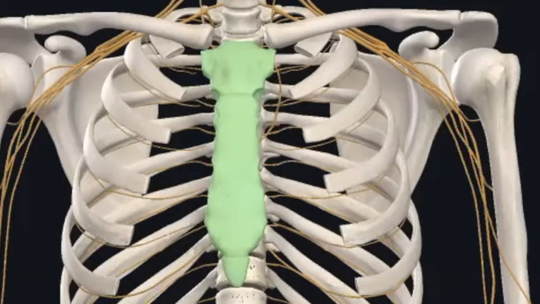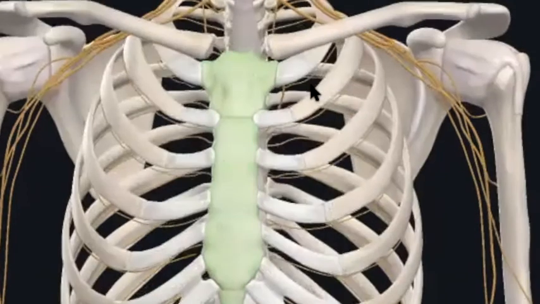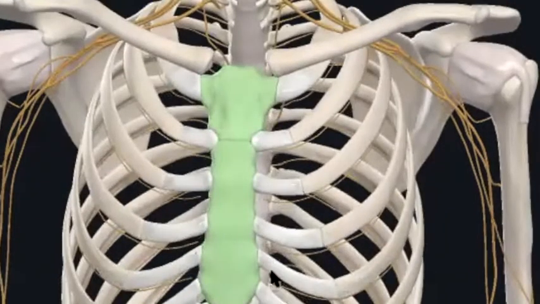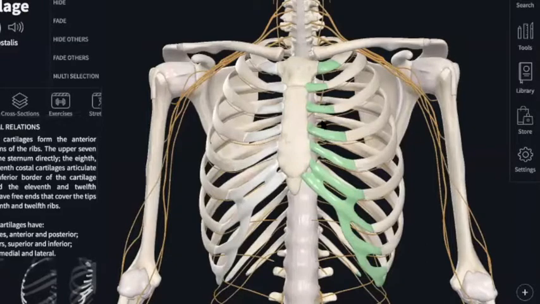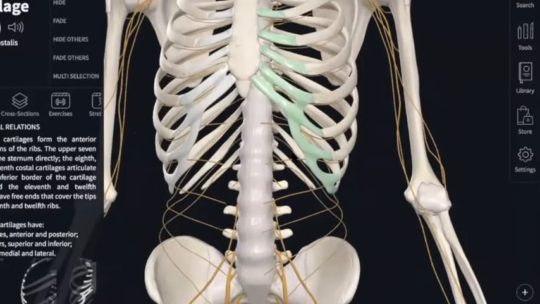And then you have the ribs, which are attached to it, or at least 7 of them are, right? So these 7, 1, 2, 3, 4, 5, 6, 7, are called true ribs because they're directly attached to the sternum.